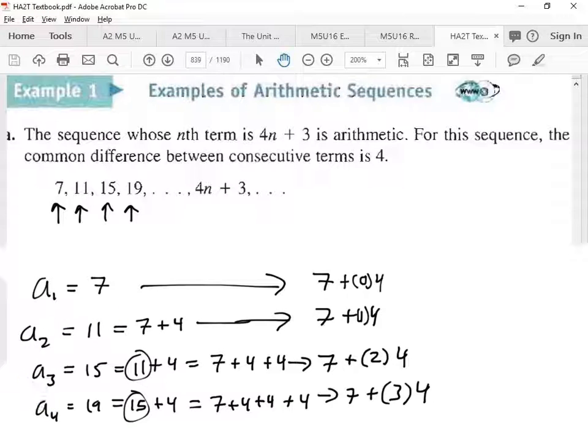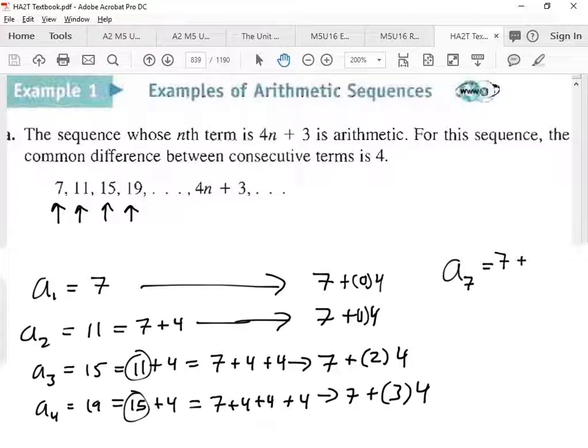Is there something I can do so that I would know what I would get if I had a sub 7? If I want to know the 7th term, is there some kind of pattern that I can follow that would help me find a sub 7? What would you guys say? Come on, talk to your teammates. Go.